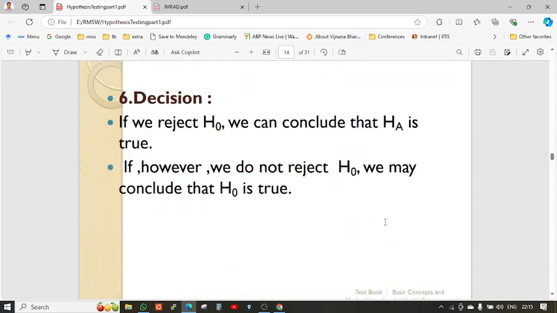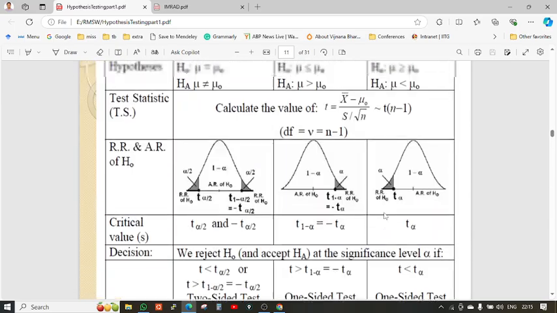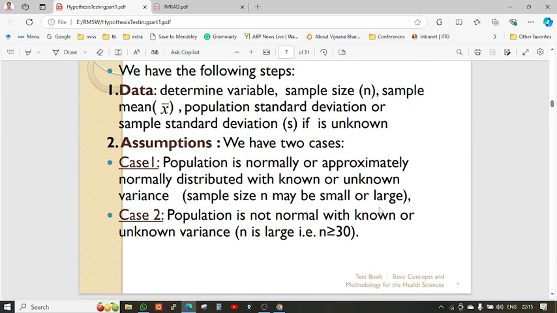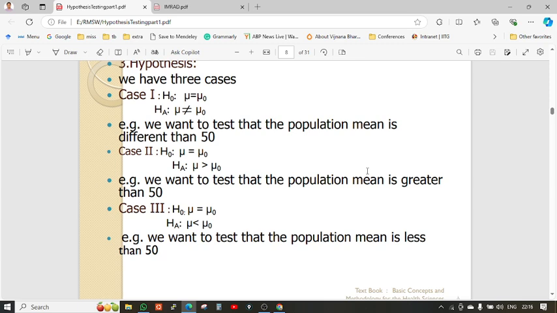So what are the steps? Let's summarize again. The data: we have to write down all the data one by one. Then we have to put assumptions, either it is case 1 or case 2, that is normally distributed or not normally distributed. If the sample is large, then it is treated as normally distributed, but if it is very small, then it is not. So according to these assumptions, we have to make the hypothesis.